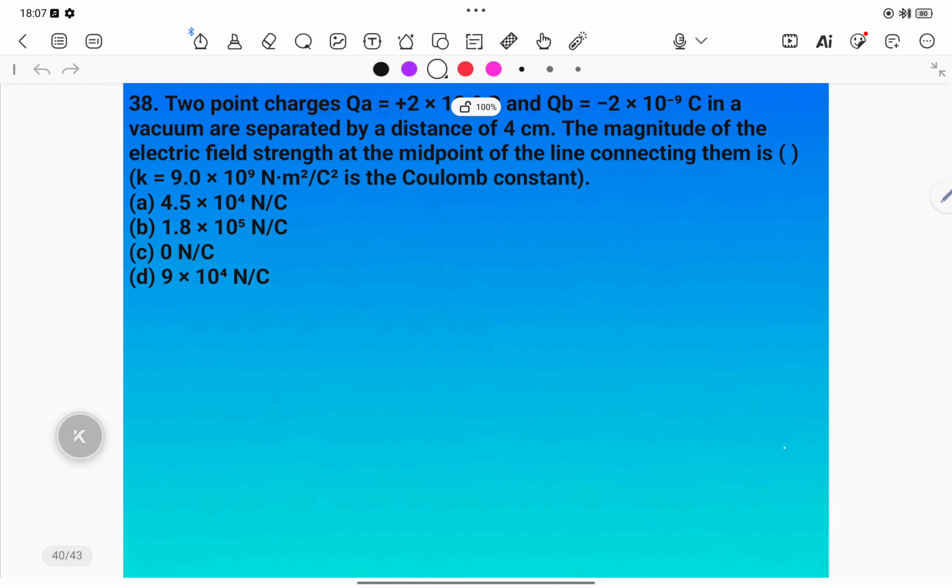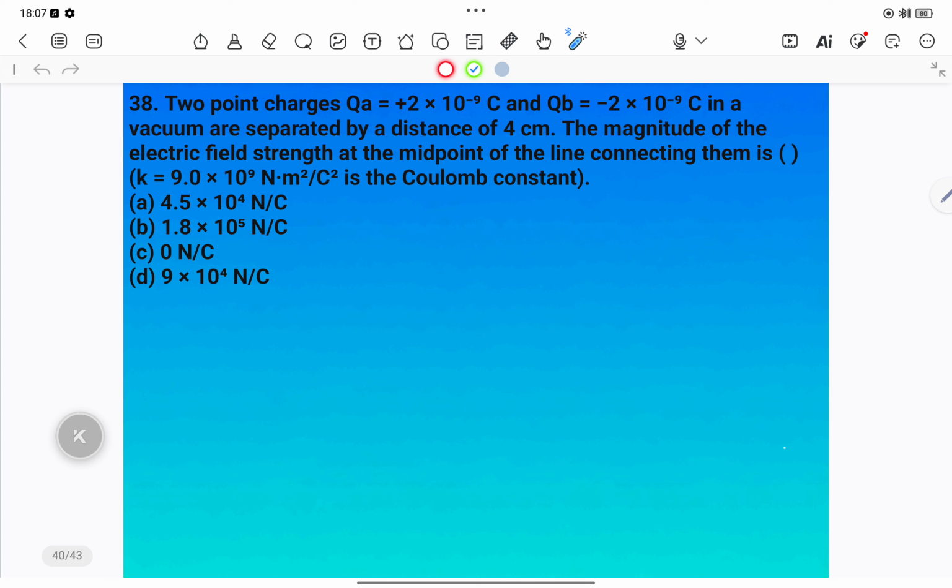Question number 38. Two point charges QA, 2 into 10 raised to power minus 9 coulomb, and QB, minus 2 into 10 raised to power minus 9 coulomb, in a vacuum are separated by a distance of 4 centimeter. The magnitude of electric field strength at the midpoint of the line connecting them is. Here K is given as 9 into 10 raised to power 9 Newton meter square per coulomb square, which is the constant.